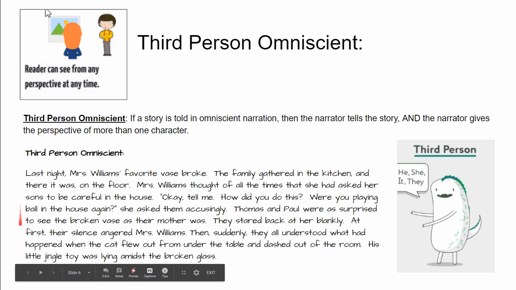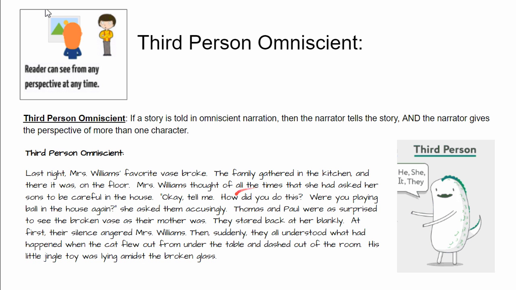So a narrator is telling the story, but we're hearing what Mrs. Williams is thinking and feeling. We're also hearing what her sons, Thomas and Paul, are thinking and feeling. They were surprised, Mrs. Williams thought. We're hearing it from more than one character's perspective. So here it's like we're seeing this person's thoughts about this painting and this person's thoughts about this painting. It's all knowing.